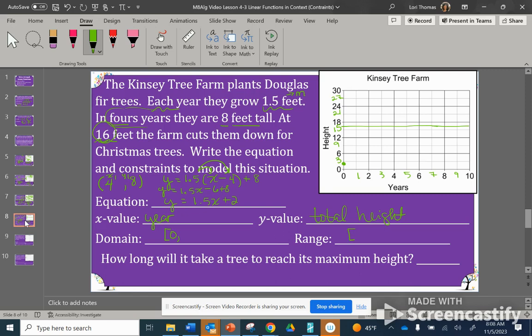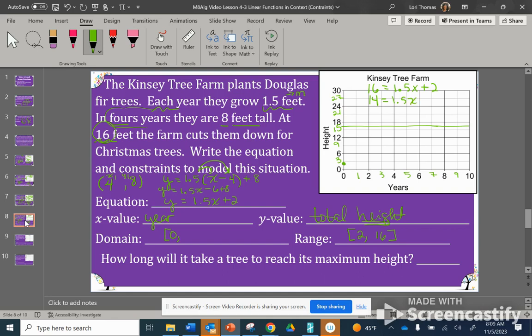We do know the least height. So remember, our range or our Y values, this situation is height. They are 2 feet, and then they grow until they're 16 feet. So we can plug in 16 for Y to determine the greatest amount of years. So at 16 feet total height, how many years, X, is it going to take to reach their full height before they are cut down? So we are going to subtract out 2, and we're going to get 14.